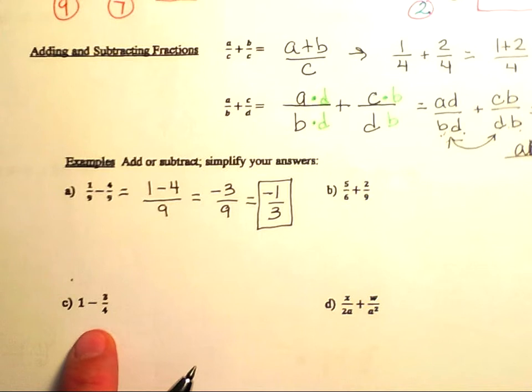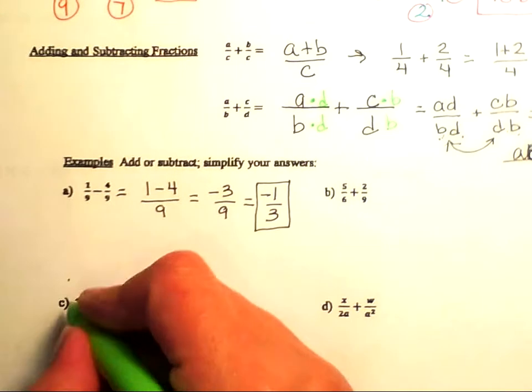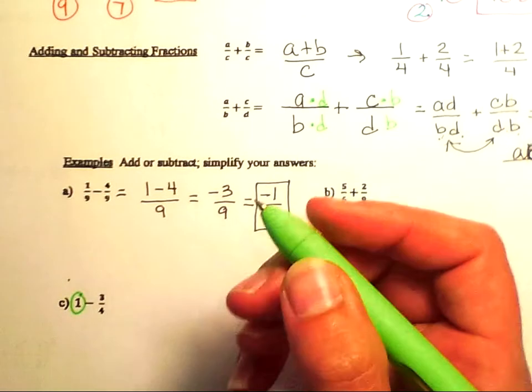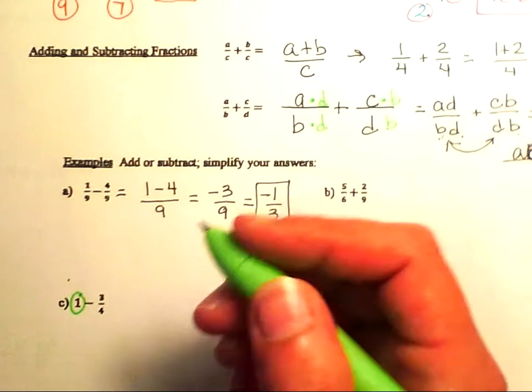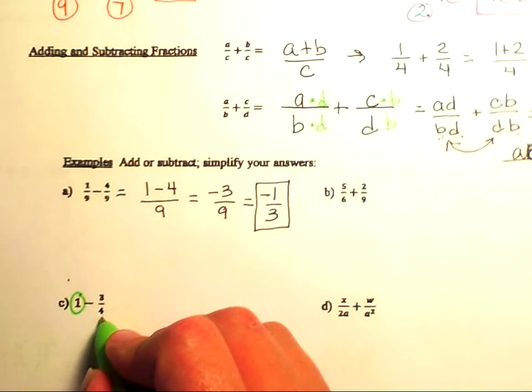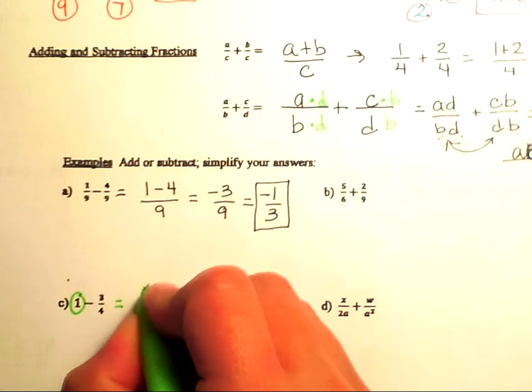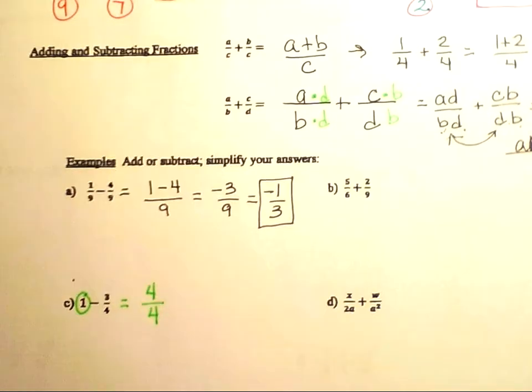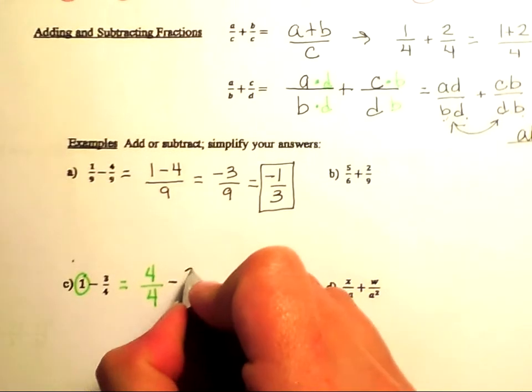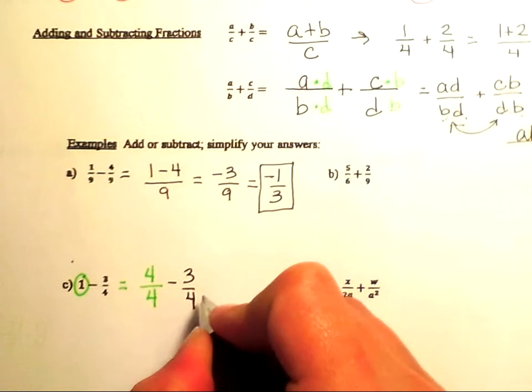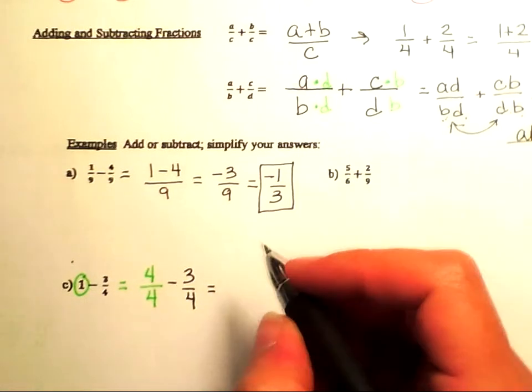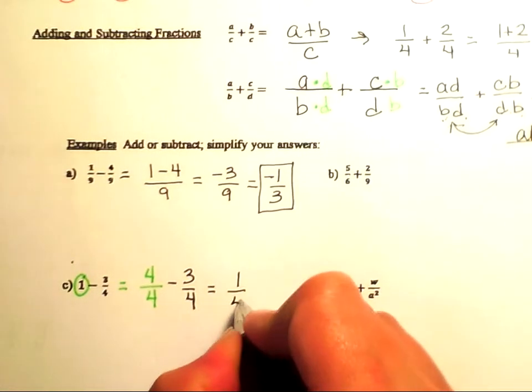Here you might think, I don't have fractions. I can't add or subtract these. But we can. Remember that you can write the number 1 as any number over itself. Since the denominator here is 4, I could write this as 4 over 4 minus 3 over 4. Now I have the common denominator, so this is 1 over 4.